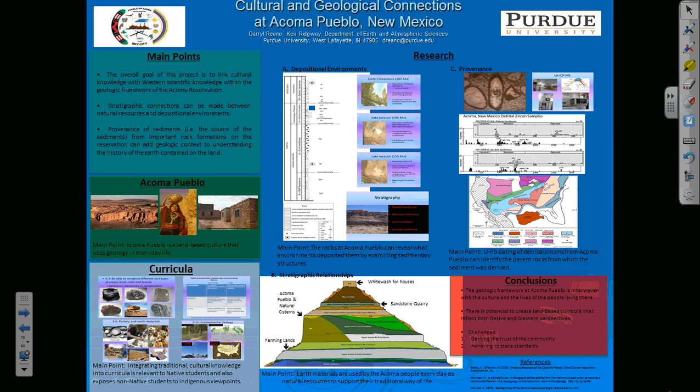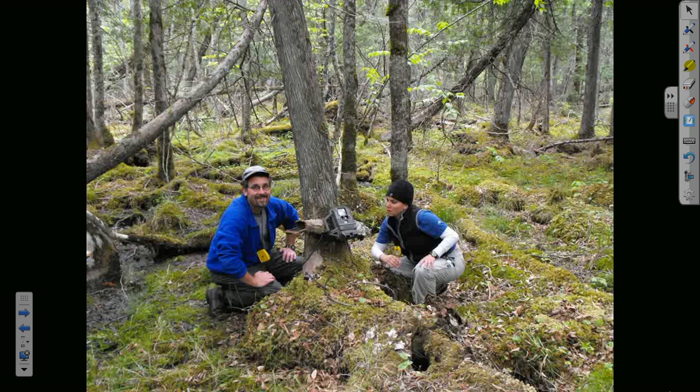So one of his conclusions: the geologic framework at Acoma Pueblo is interwoven with the culture and lives of the people living there. There is a potential to create land-based curricula that reflect both native and Western perspectives of science, okay? So this is what I mean about doing science that's important to the communities, that respects the way they look at the Earth, but also the way that Western geologists and geophysicists would look at the Earth. We just have a couple more here.